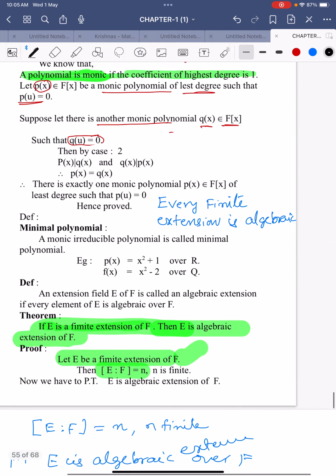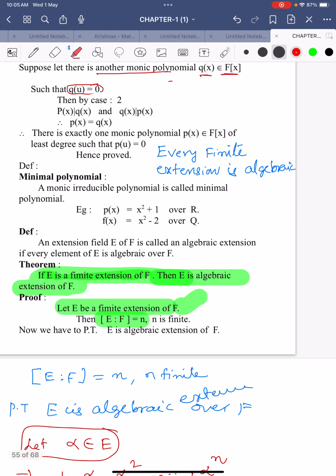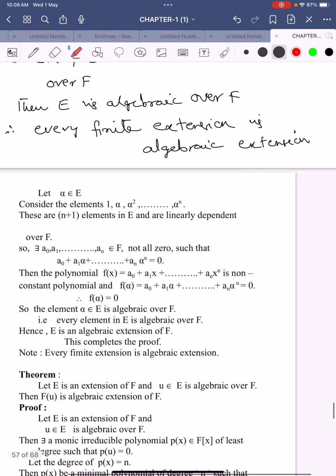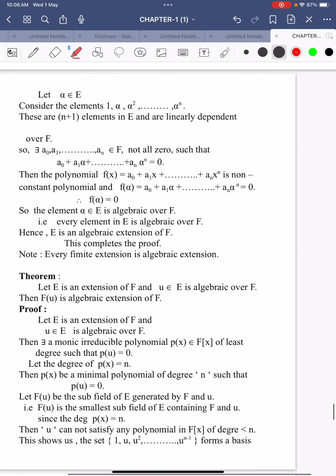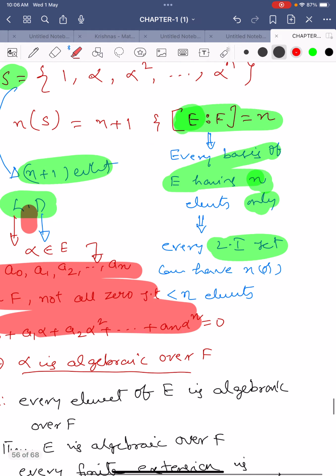Here remember that we defined two very important definitions. One is the minimal polynomial. The second one is algebraic extension. Minimal polynomial means a monic and irreducible polynomial. Algebraic extension means every element of E is algebraic over the particular field. That's it. Now we are going to prove one more theorem.